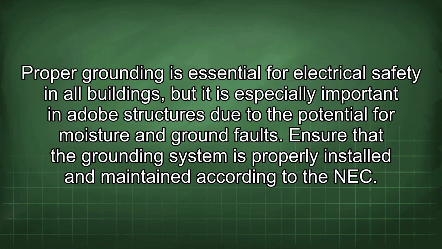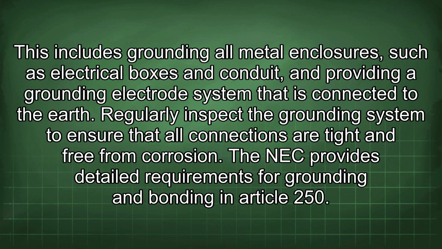Proper grounding is essential for electrical safety in all buildings, but it is especially important in Adobe structures due to the potential for moisture and ground faults. Ensure that the grounding system is properly installed and maintained according to the NEC. This includes grounding all metal enclosures, such as electrical boxes and conduit, and providing a grounding electrode system that is connected to the earth. Regularly inspect the grounding system to ensure that all connections are tight and free from corrosion.